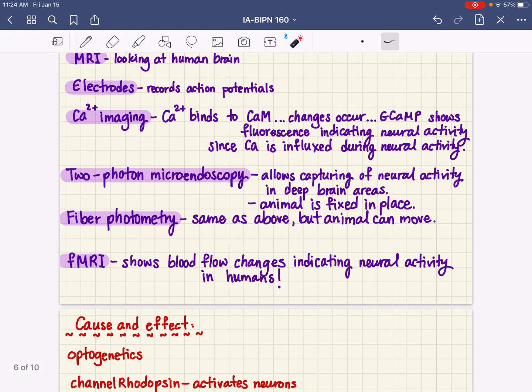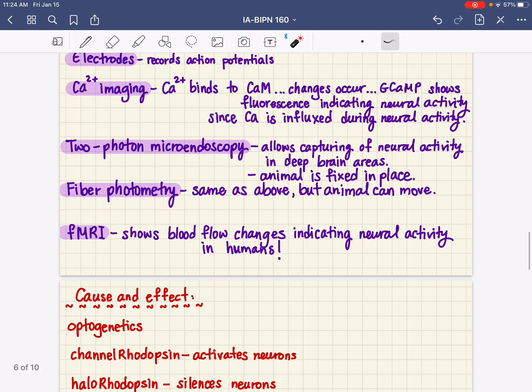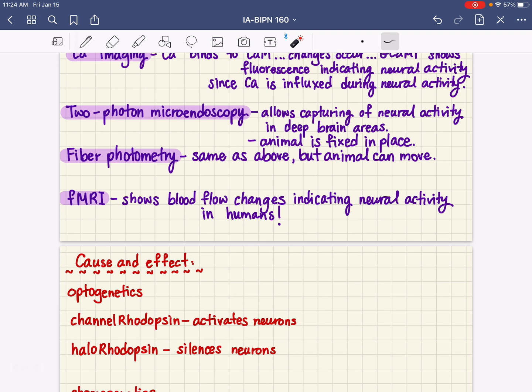Okay, calcium imaging and electrodes, I believe, are only limited to the surface of the brain. So if we want to look at activity in deep structures, then we have to use 2-photon microendoscopy or fiber photometry. The difference between these two is that to use the 2-photon technique, the animal that we are evaluating must be fixed in place. However, fiber photometry is made in a way where the animal can be moving around and living its normal lifestyle as we're collecting information from its deep brain structures.